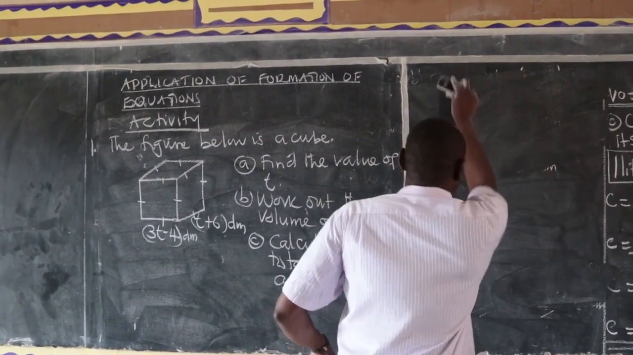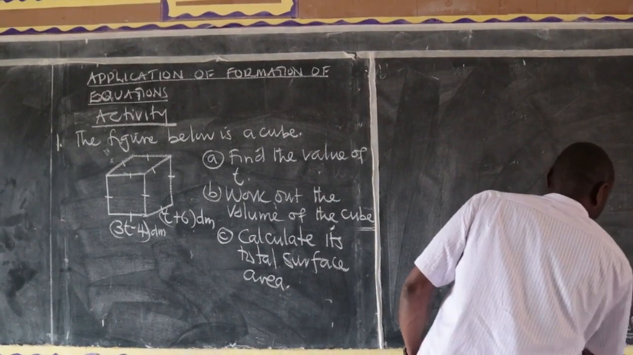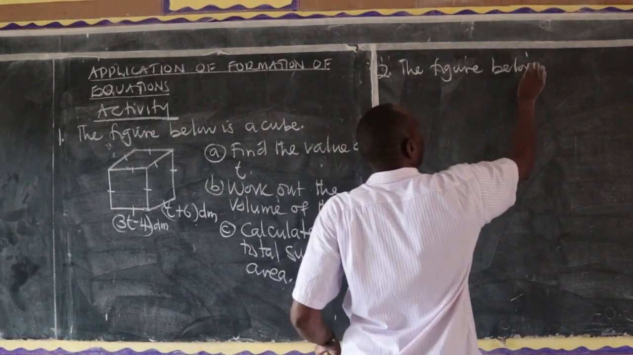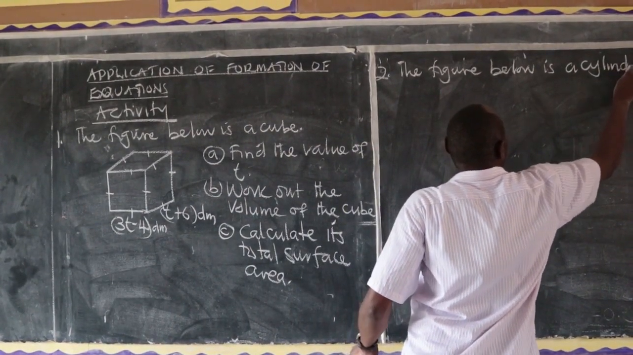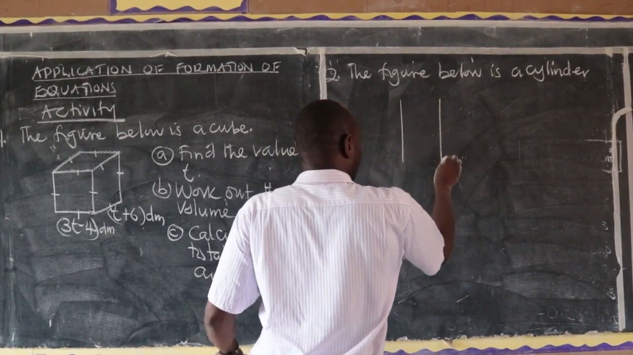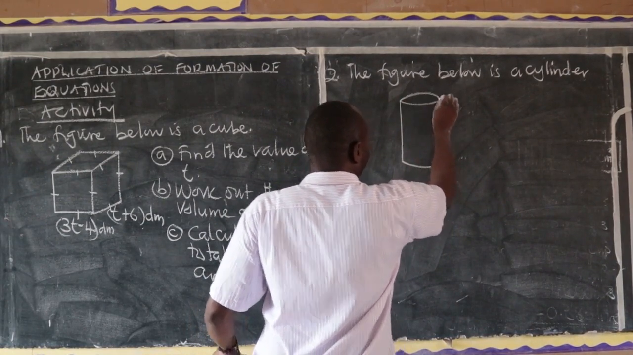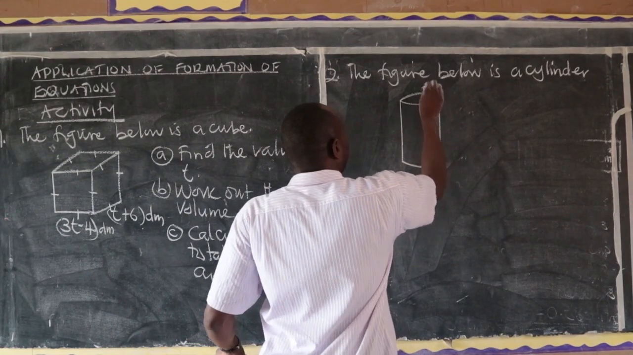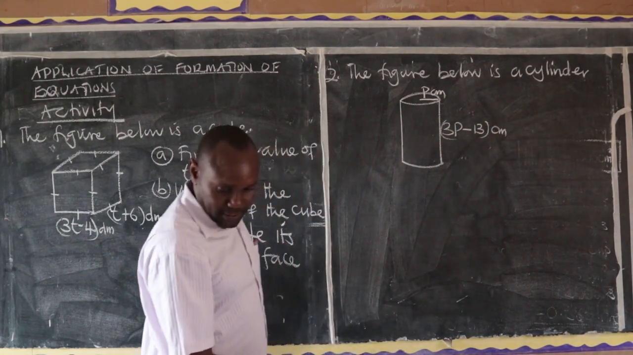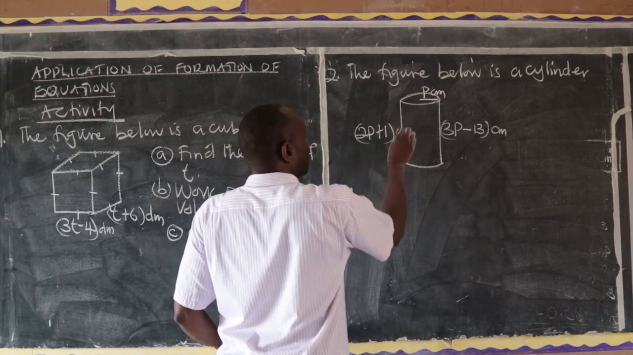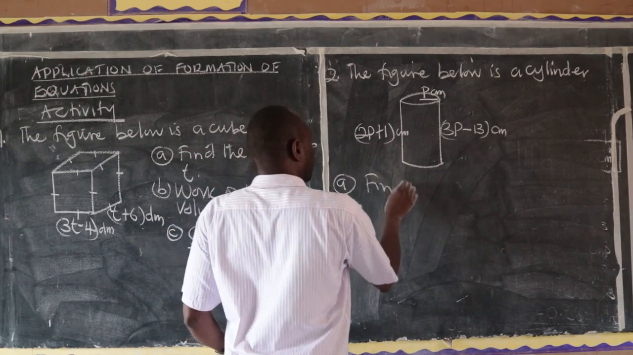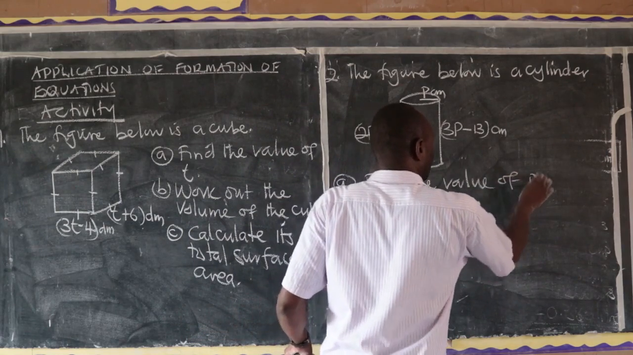Question two says the figure below is a cylinder. That is our cylinder. We have here 3 centimeters. We have 3P minus 13 centimeters. Then we have 2P plus 1 centimeter. Then our question is, find the value of P.